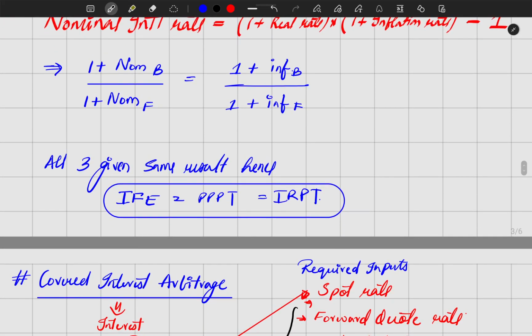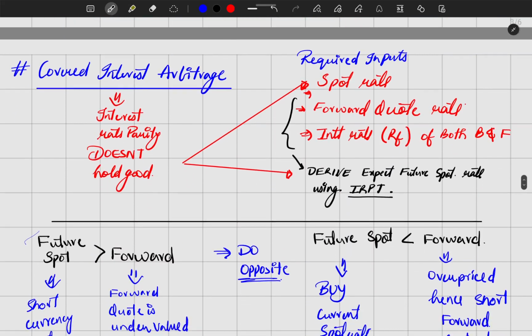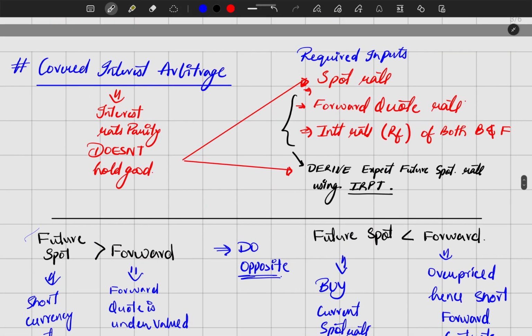And when all these three are giving the same answer, that is the perfect economic environment, but it does not happen, and therefore comes in arbitrage. What do you mean by arbitrage? Arbitrage means free profit. And what is covered interest arbitrage? You are basically creating a replicating portfolio to generate risk-free return. And how do you do it? The conditions for it are when the interest rate parity does not hold good.